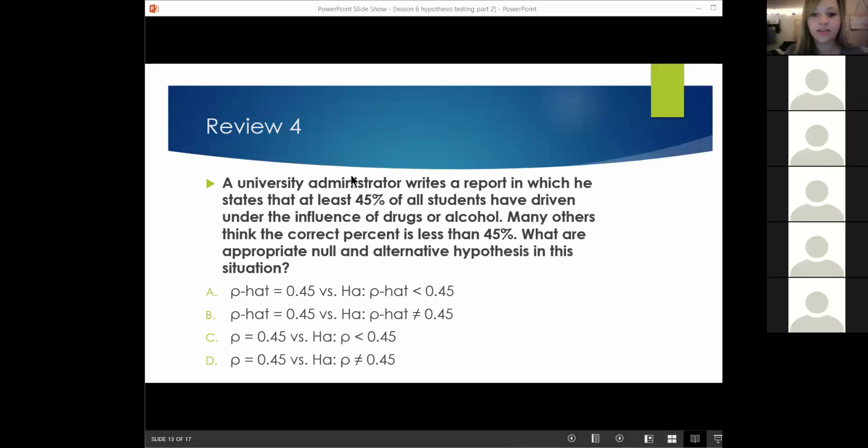Yay, good job, guys. Absolutely. So our answer is C here. You guys definitely understand how to write hypotheses, which is good. That's very important.